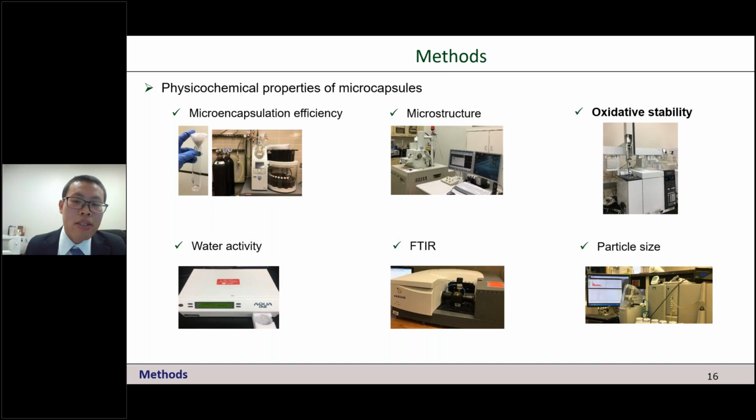Then we analyzed the physicochemical properties of microcapsules such as microencapsulation efficiency and microstructure. We also tested oxidative stability of microencapsulated oil. In this presentation, I will focus on oxidative stability of microcapsules, and you could ask me more information on other results later on if you are interested.